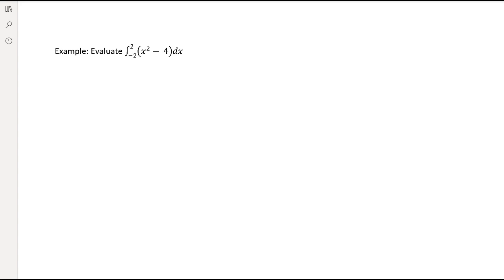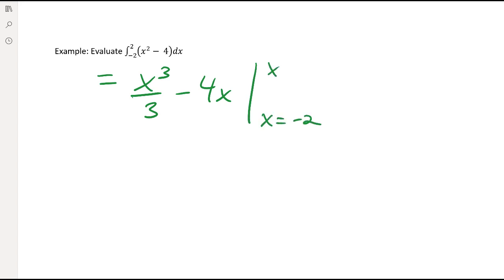Next one. Integral of negative 2 to 2, x squared minus 4 dx. Okay, let's go ahead and integrate piece by piece. So we get x to the third over 3 minus 4x. Okay. There is a plus c, but as we just discussed, it's going to cancel out, so I'm not going to worry about it. And then I'm going to evaluate this from x equals negative 2 to x equals 2.